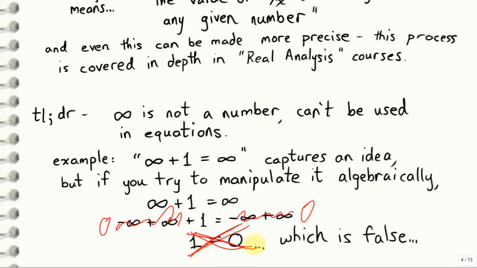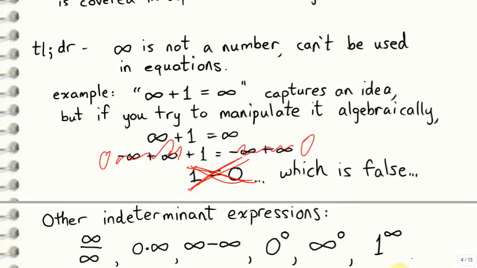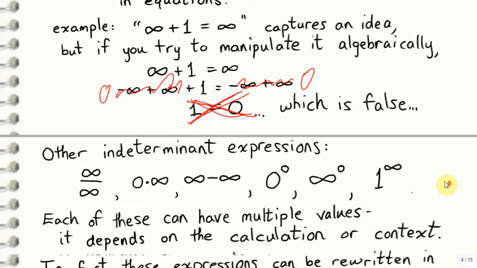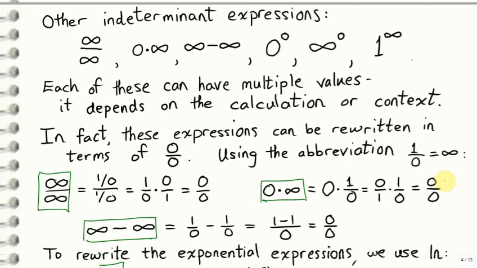In fact, there's lots of indeterminate expressions that you could see, lots of things which don't have a specific value. In addition to 0 divided by 0, there's infinity divided by infinity, 0 times infinity, infinity minus infinity, 0 to the 0, infinity to the 0, 1 to the infinity. All of these expressions could actually have multiple values, depending on the calculation or the context.